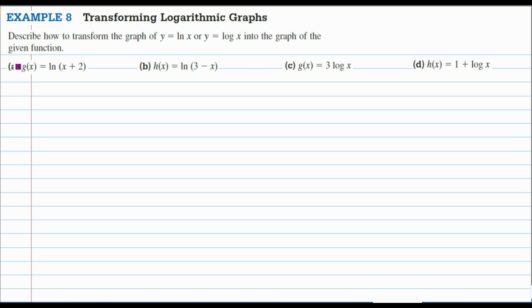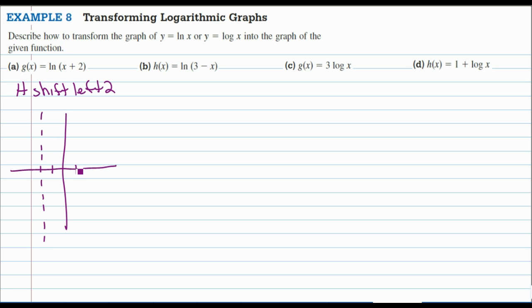So part A, the directions say describe how to transform the graph of y equals natural log of x or y equals log of x into the graph of the given function. Well, g of x, that is natural log of x plus 2. That means there is going to be a horizontal shift left 2. If I wanted to draw a sketch of that function, I could say that instead of the vertical asymptote at x equals 0, the vertical asymptote is now going to be at -2.